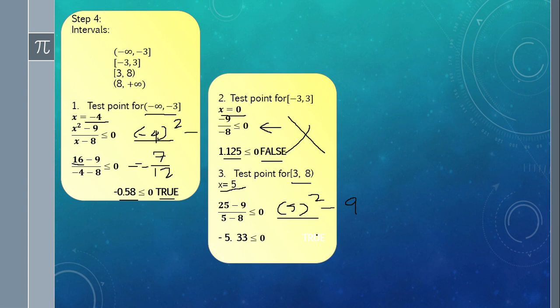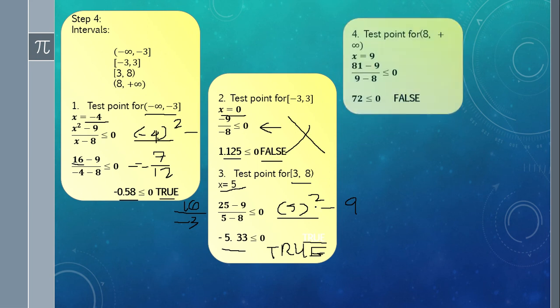As you can see, you can also use your calculator. 25 minus 9 is 16 on the numerator. 16 over negative 3. You can use your calculator again: 16 over negative 3 is negative 5.333. The answer here is true. You cannot read the word because it's on white. The answer here is true because the negative value is less than 0.